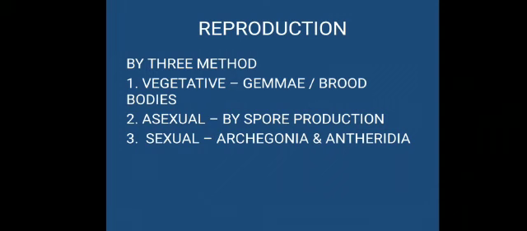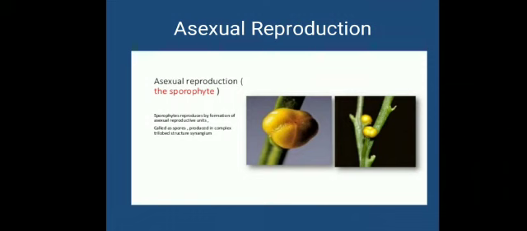Reproduction in Psilotum takes place by 3 methods. Vegetative reproduction takes place by gemmae, also known as brood bodies. The asexual method is by spore production. The sexual method is by producing archegonia and antheridia. The vegetative reproduction in Psilotum takes place by the formation of gemmae. The gemmae are developed on the rhizome. The gemmae may germinate into a new plant while still attached to the parent plant, or when they fall on a suitable substratum after detachment.